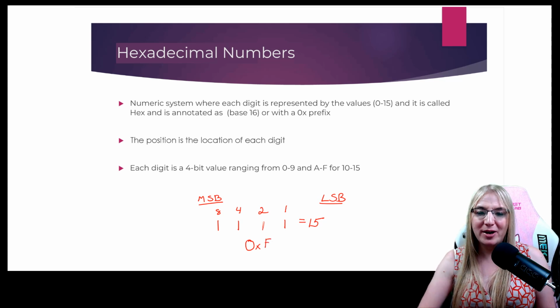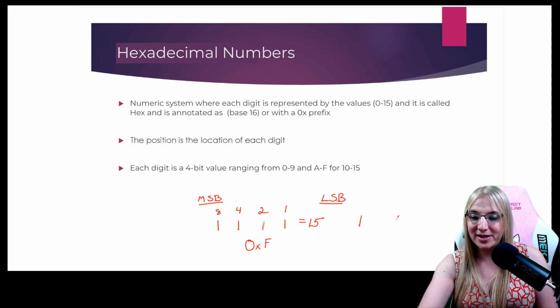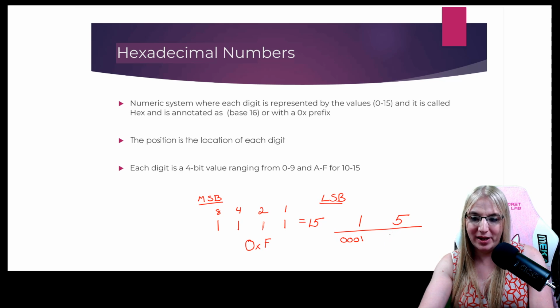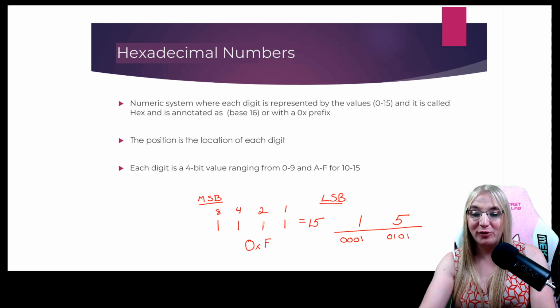And you might be thinking, why do we do that? Well, if I wrote 1, 5 down like this, hypothetically, each of these would look like this: 0, 0, 0, 1 for this value here, and then for this one you would have 0, 1, 0, 1. There we go, something like that. So you'd end up with 8 bits for the character. And so we need to keep everything on the nibble boundary.